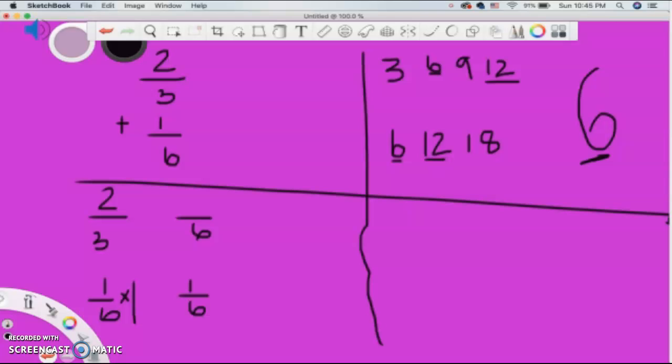Now I want to figure out how can I get from 3 to 6. So I'm going to say 3 times 2 gets me to 6. And so because I multiplied by 2 on the bottom, I want to do the same thing to the top. So then 2 times 2 gives me 4.